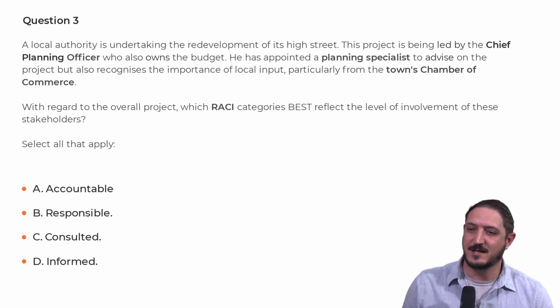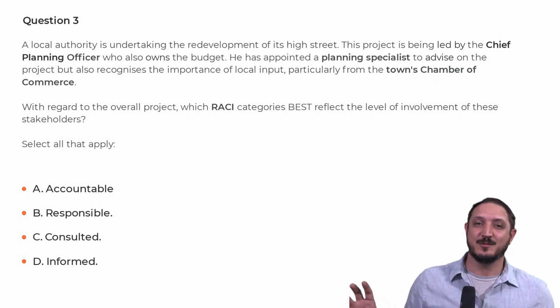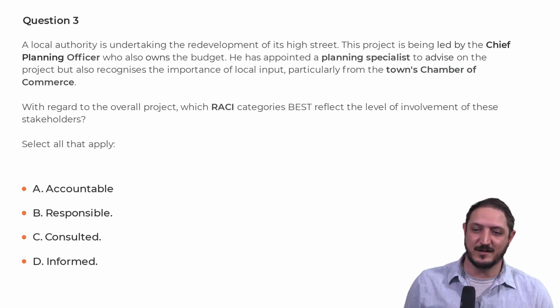So we can also say that the Town's Chamber of Commerce is also a stakeholder, and the keyword there is local input. They recognize the importance of local input from the Town's Chamber of Commerce. Input is saying that the Town's Chamber of Commerce is going to be giving us, who are working on the project, some input or some feedback or some advice. They are going to be consulting once again on the project. They are not accountable for the project. They are not responsible for the doing of things in the project. And they don't need to be informed during the project. But what they are going to be doing is providing input, or they're going to be a consultant. They're going to be consulting us on the project.